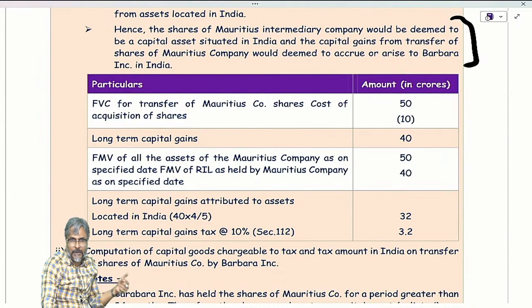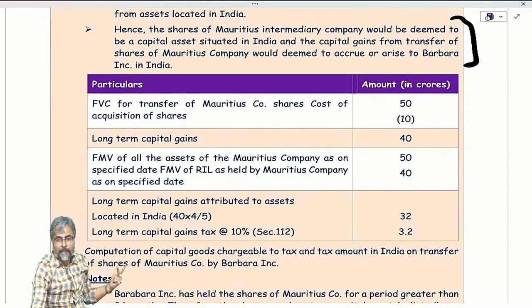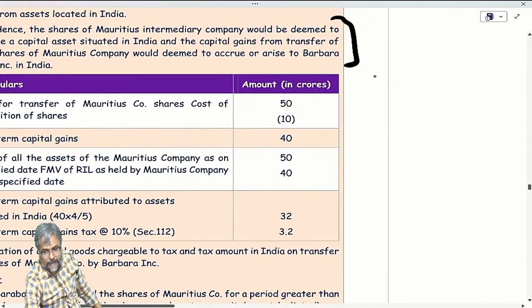Before you start calculation, get the fundamentals right. Who is the transferor? What is the capital asset that you have transferred? What is the period of holding of that asset? Three things. Again, I am repeating. Who is the transferor? What is the capital asset that you have transferred? And what is the period of holding? So that is the first thing that you should always keep in mind. Always.